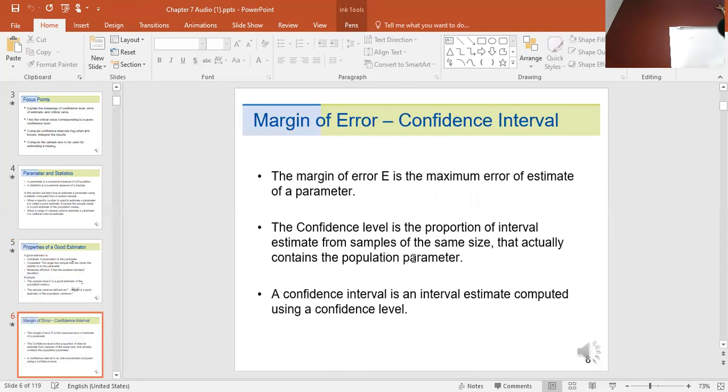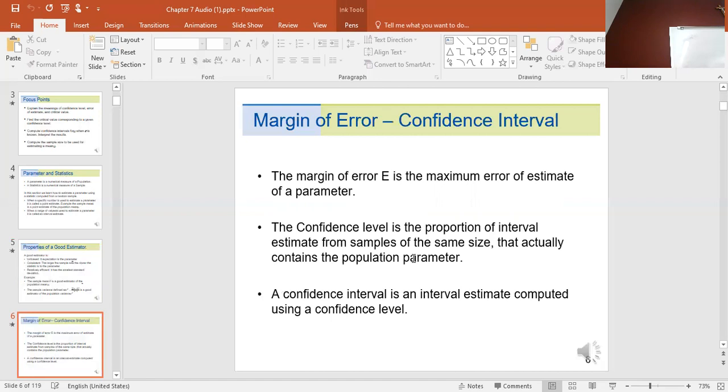Very important in estimating parameters is what we will call the margin of error. The margin of error is the maximum error of the estimate of a parameter. For example, if I say the average age of St. Francis University students is between 10 and 40, am I right? The average age of St. Francis University students is between 10 years old and 40 years old. Do you think I'm right? Well, you don't need to do any work, right? What I'm saying is true, but is it useful?